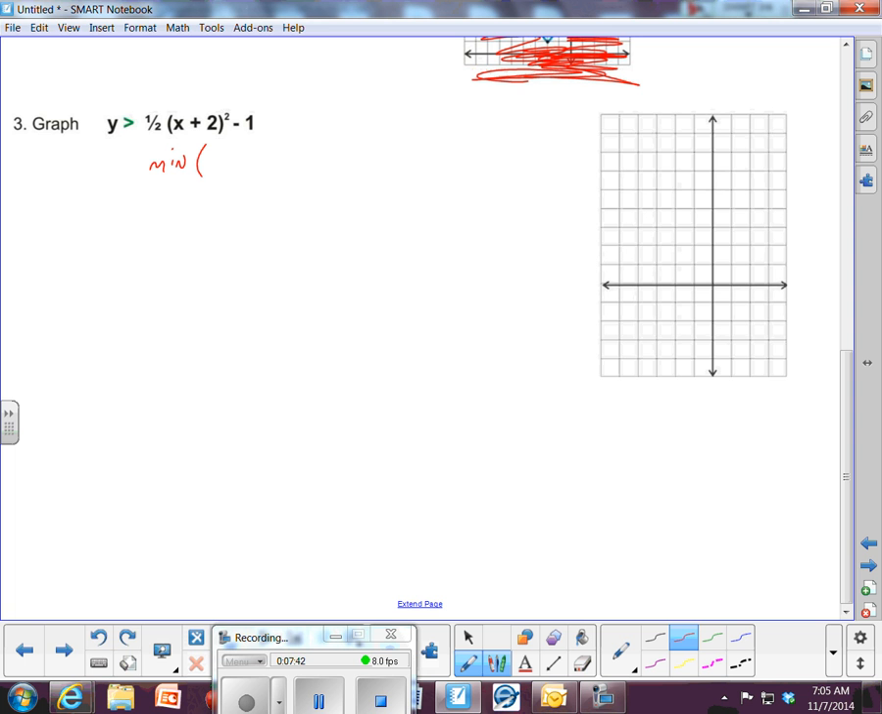What are the min point coordinates? All right, you should be thinking -2, -1. What's the line of symmetry? And hopefully you're thinking x equals -2. Okay, so we're going to plot the vertex at -2, -1. And we are right there. And I'm going to show my line of symmetry. All right, we're ready for an XY chart.